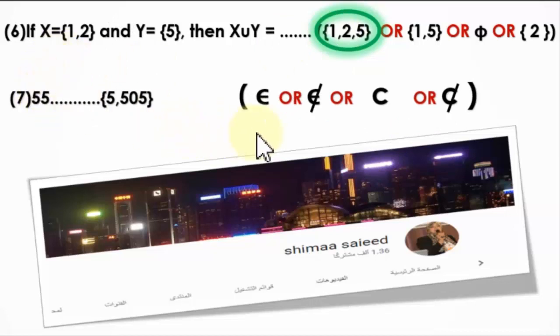55 belongs or doesn't belong or subset or not subset from the set of 5 and 505? Doesn't belong. If we say element and set, we use belong if the element is inside the set, or doesn't belong if the element isn't inside the set.